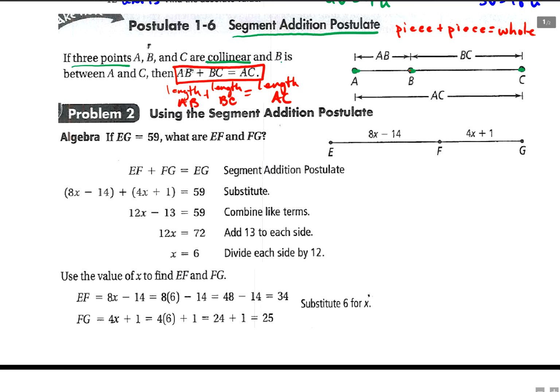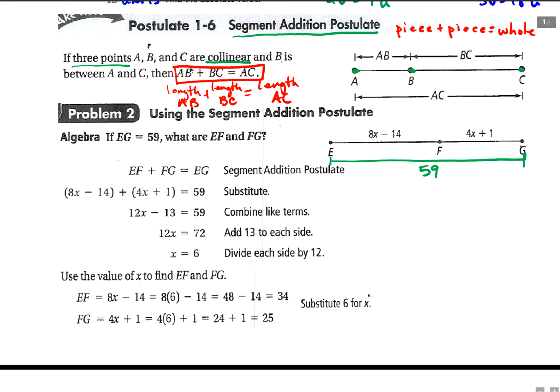This says that if the length of EG is 59, what are the lengths of EF and FG? So the first thing I'm going to do is label my diagram. I'm going to get rid of the red. I'm going to label my diagram because we draw and label on everything. EG measures 59 units. So that is the entire thing.